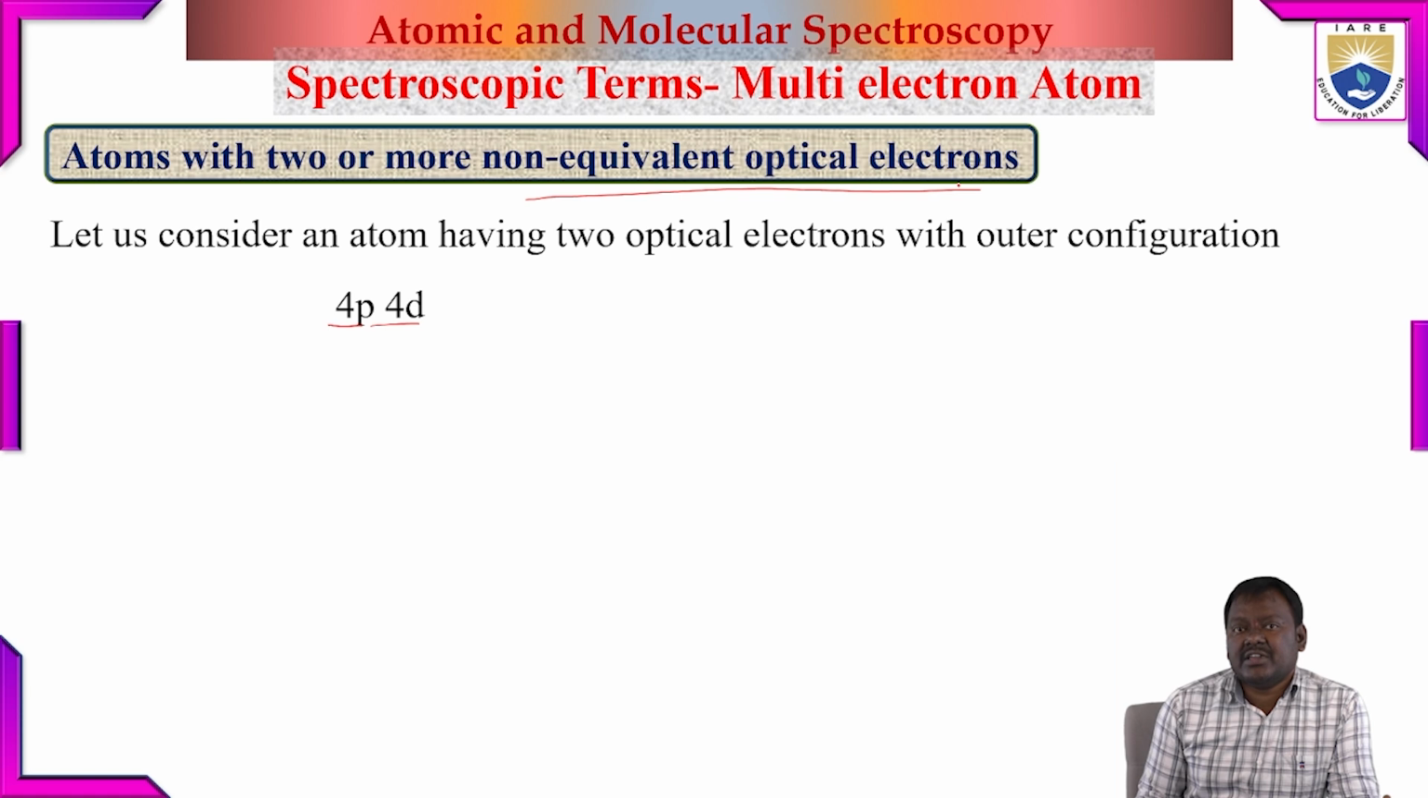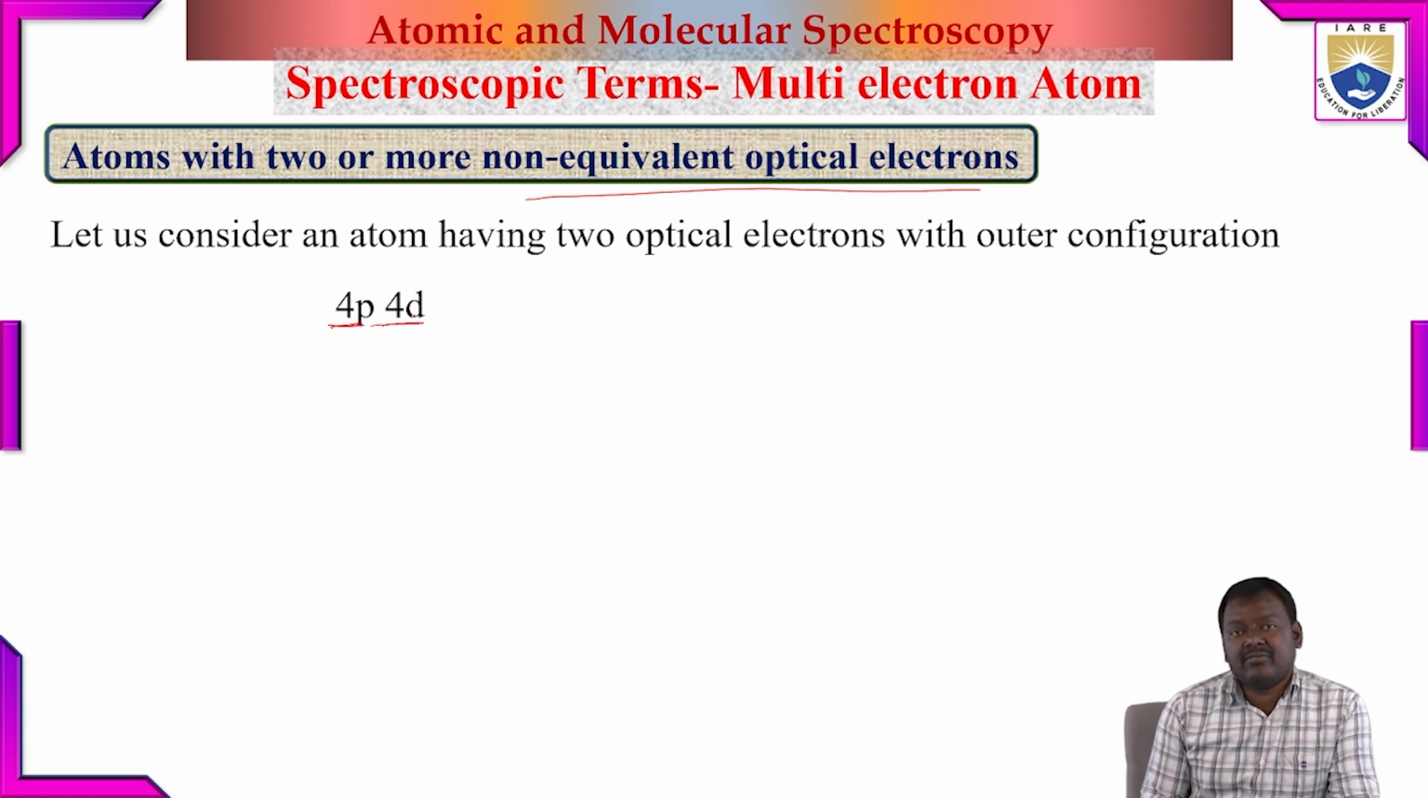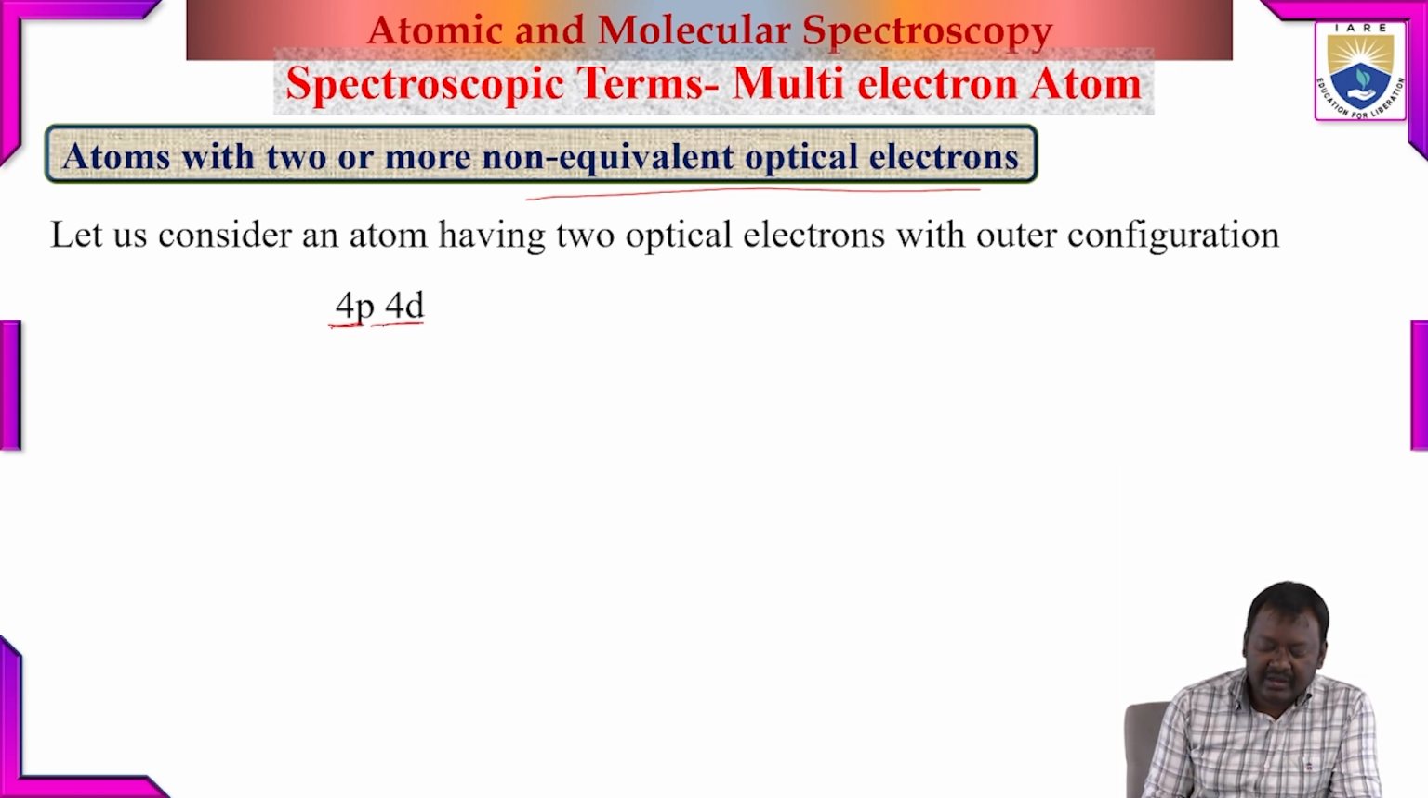Optical means they are in the outermost orbit. The remaining electronic configuration is completely closed. So here there are two electrons, 4p and 4d: one is in the p orbital and one is in the d orbital. So this must be an excited state of germanium.